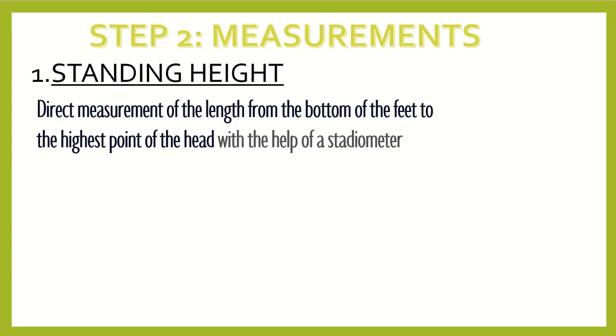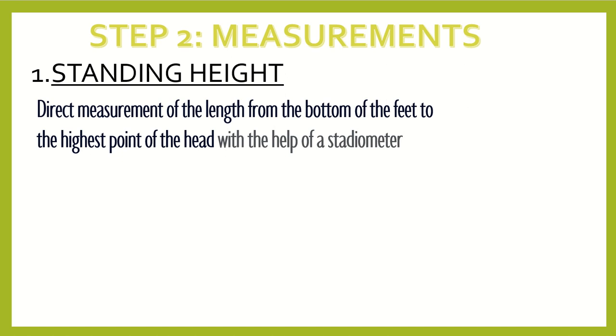Step two is measurements. Now that involves important measurements. The first thing is the standing height. Now there are basically two things: one is the height and one is the length. When the baby is more than 2 years and more than 87 centimeter, you have to measure the standing height. But if the child is less than 2 years or less than 87 centimeter, then you have to measure the length. Now, what is standing height?